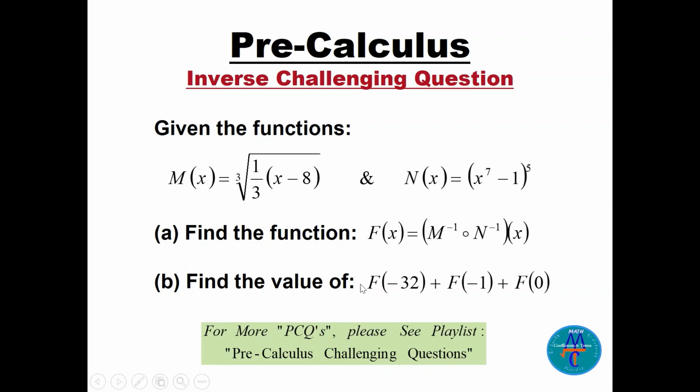Second part, find the value of f of minus 32 plus f of minus 1 plus f of 0.